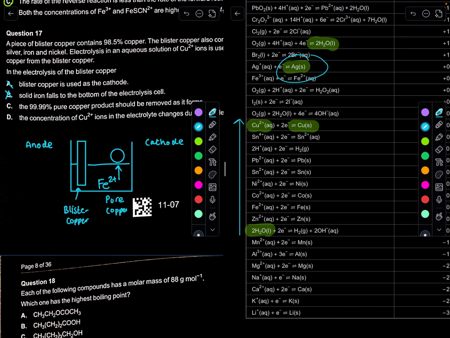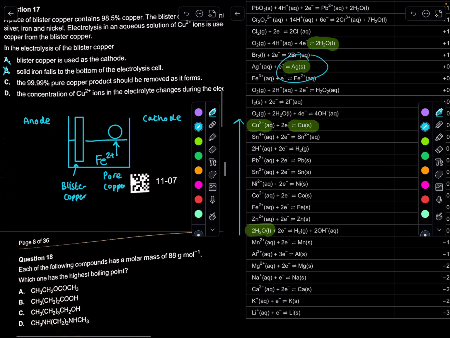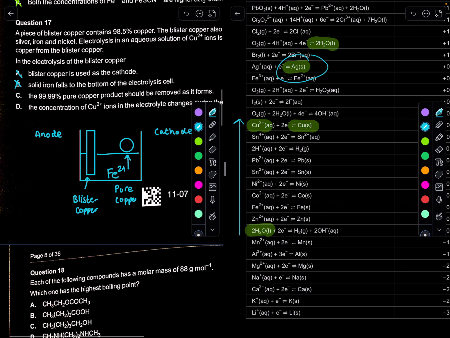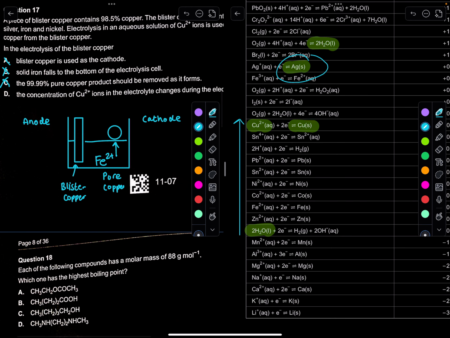See? The 99% pure copper product should be removed as it forms, absolutely rubbish. That's not normal. You wouldn't actually remove copper. Let's say the reaction has been completed, yes, you can remove it. But if it's still being formed, that really affects all of the chemical equations here. That doesn't make sense. I've never seen a question where you would take it off while it forms. That's absolutely wrong. You can't, because it just affects everything, the electrochemical equations and stuff.